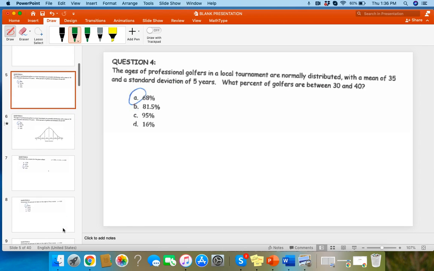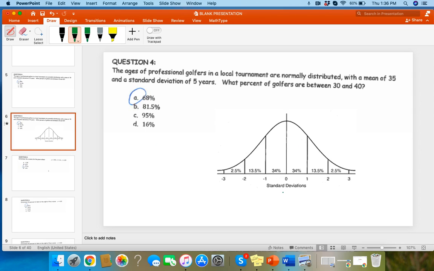Okay. The ages of professional golfers in a local tournament are normally distributed, very important thing to see, with a mean of 35 and a standard deviation of 5 years. What percent of golfers are between 30 and 40? So again, you're going to want to have a graph. And this time it wouldn't hurt to actually label it with the actual numbers because there's a mean of 35. And then as you move along, they change by 5. So this is 40, this is 45. And the last one would be 50. And then on the other side, it's going to be 30. And then it goes down to 25 and 20.